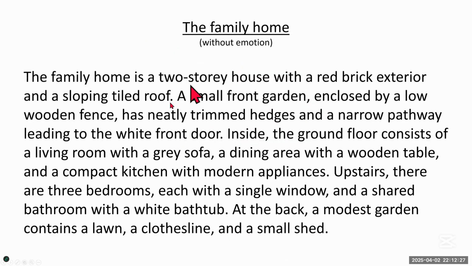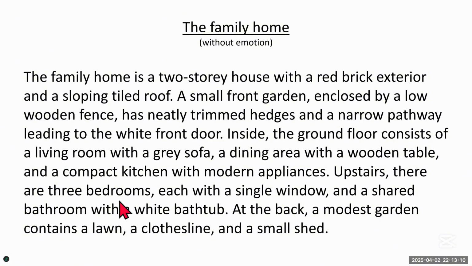Let's start with a description of a family home, and this is without emotion. The family home is a two-story house with a red brick exterior and a sloping tiled roof. A small front garden, enclosed by a low wooden fence, has neatly trimmed hedges and a narrow pathway leading to the white front door. Inside, the ground floor consists of a living room with a gray sofa, a dining area with a wooden table, and a compact kitchen with modern appliances.